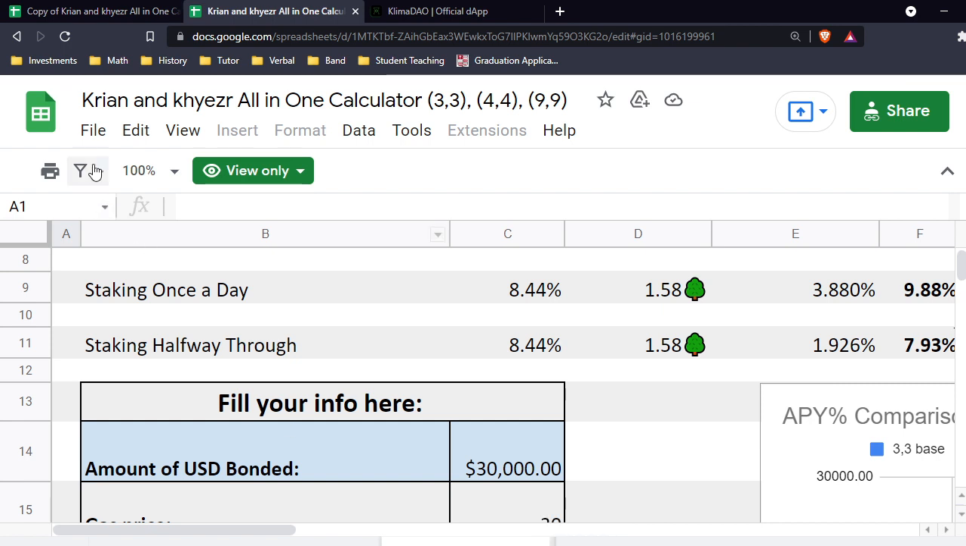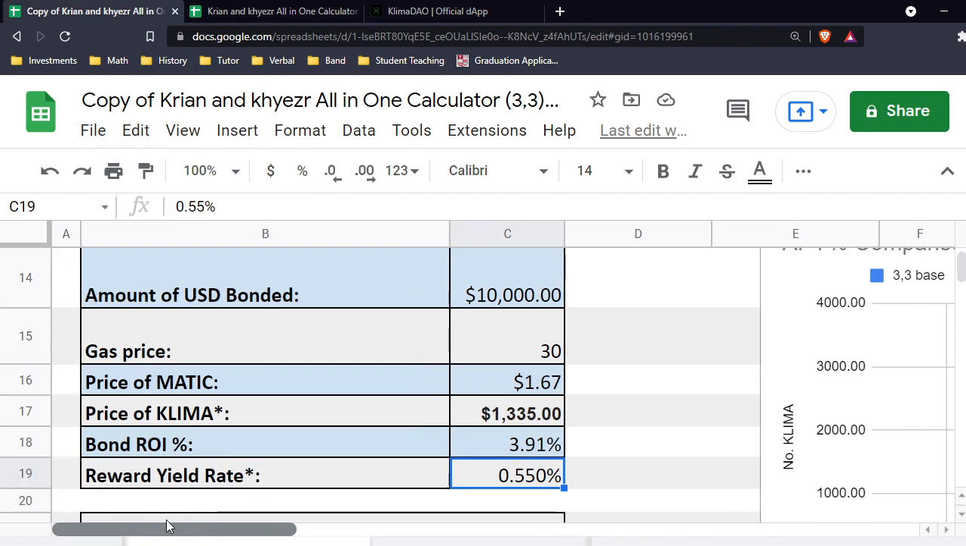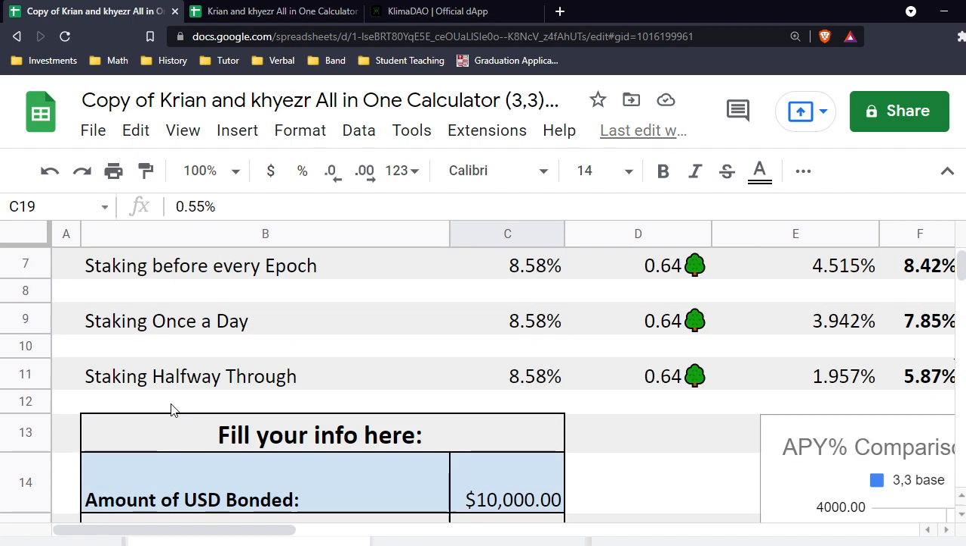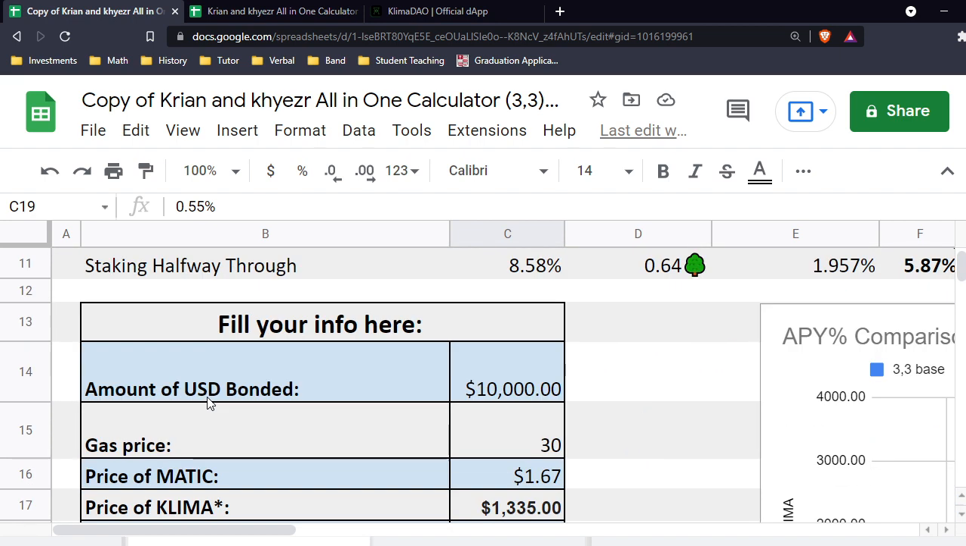But if you're on this, then go to File, make a copy, and save, because this is going to be view only. Make yourself a local copy, save it to your computer, and go down to the inputs, which is where you fill your info in.